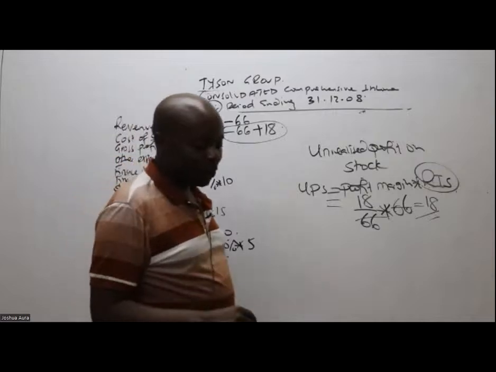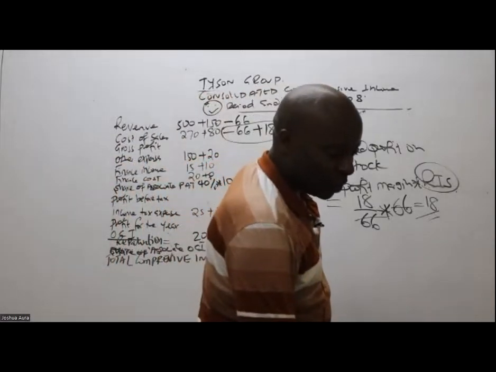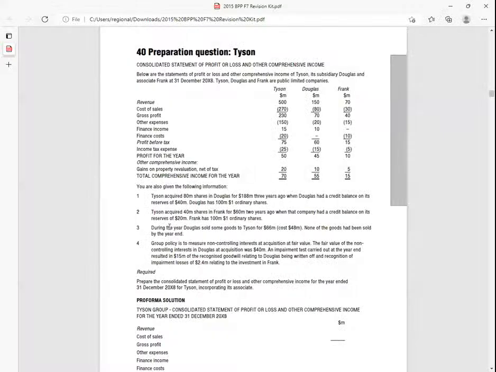So now we continue, ladies and gentlemen. Thank you so much. We are told here something very nice, that the group policy is to measure NCI at acquisition at fair value. The fair value of NCI in Douglas at acquisition was 40 million.